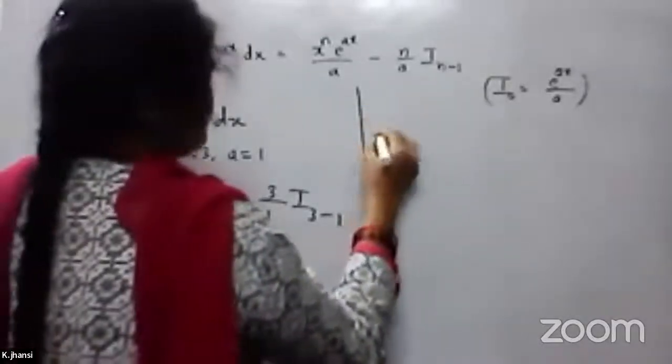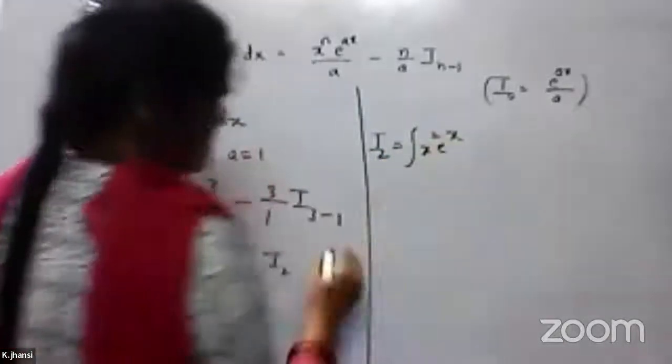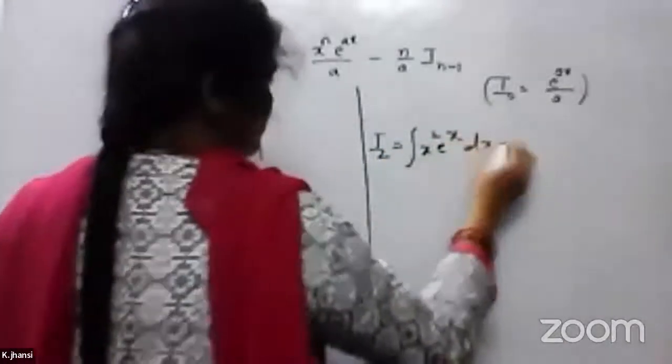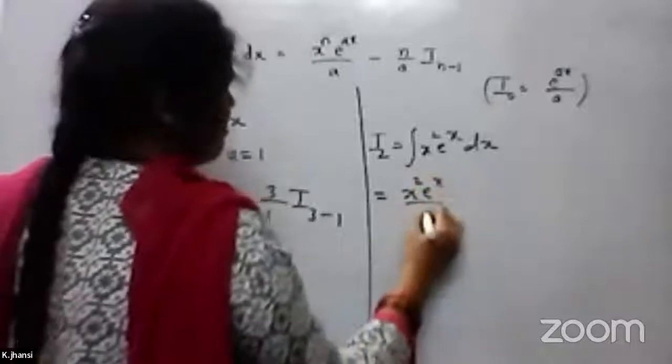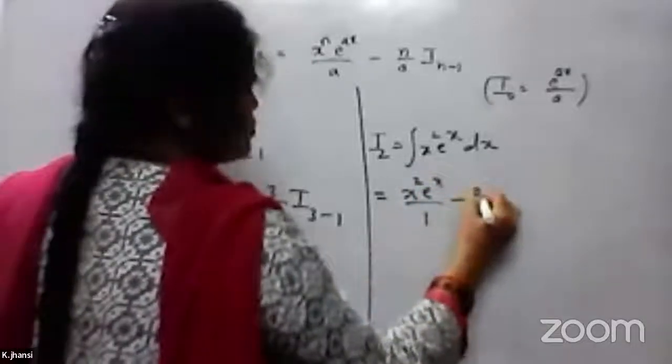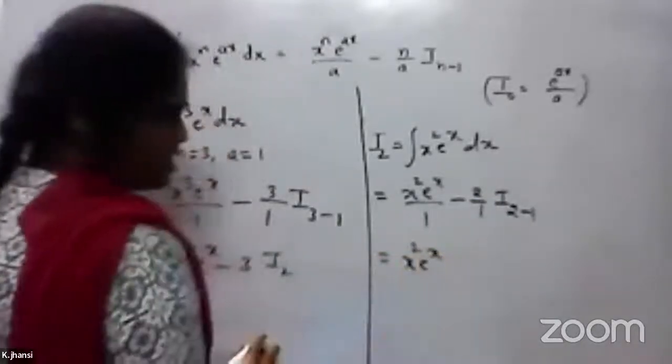So now I2 is equal to the integration of x square e power x dx. So it is equal to, substituting in the formula, x square e power x by 1 minus 2 by 1 I 2 minus 1. It is equal to x square e power x minus 2 I1. Okay.